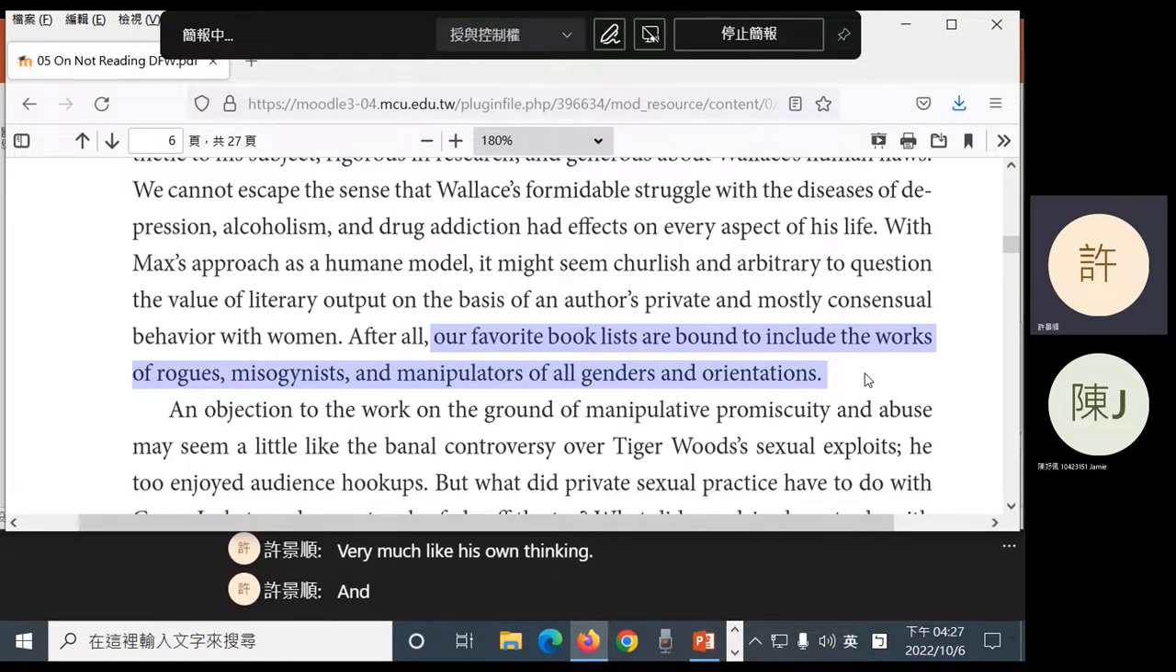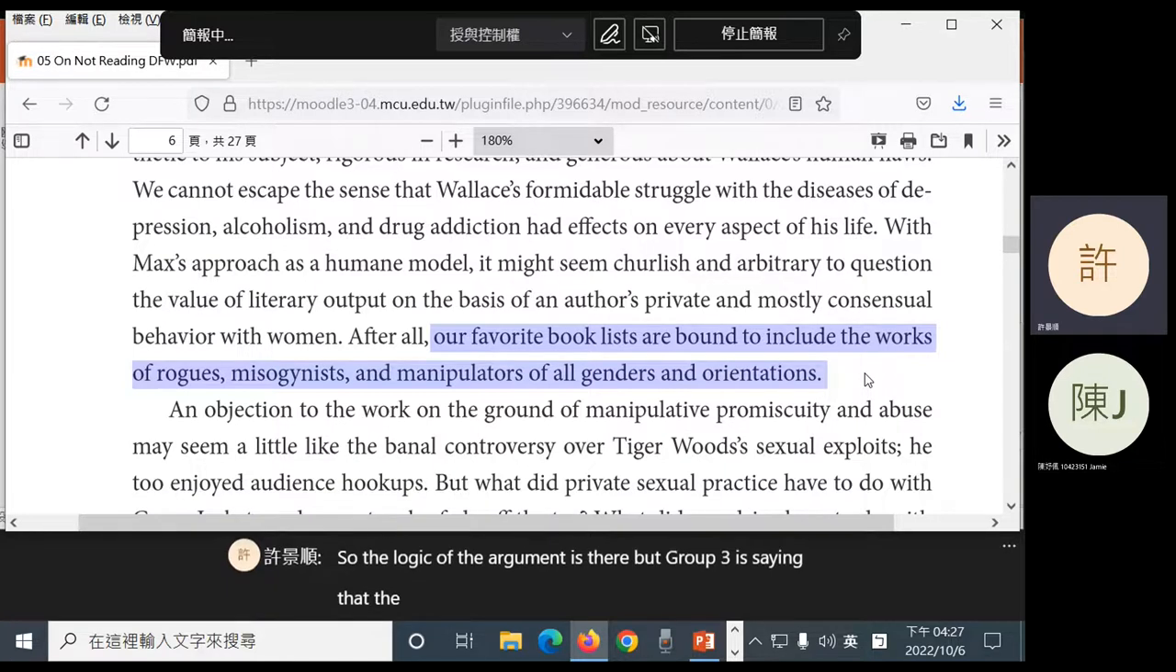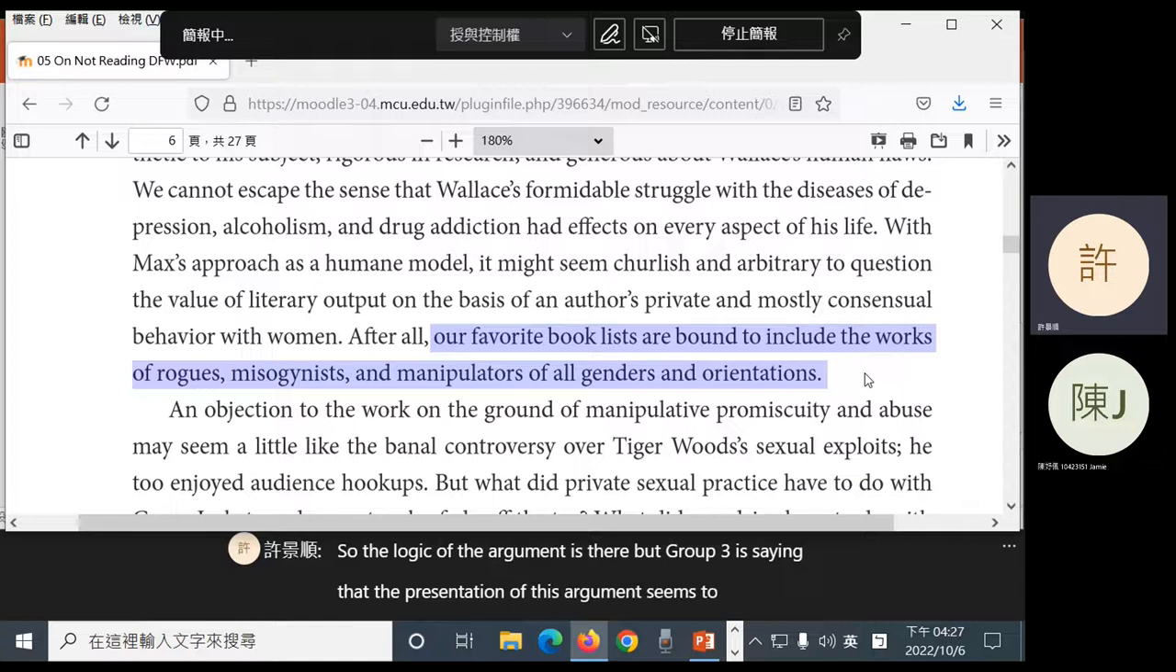So the logic of the argument is there, but group three is saying that the presentation of this argument seems to create a bias against DFW. By first hitting us with all of the sensational stuff and only later quietly explaining why she does this, she gives us a subjective impression that this is not a good guy. And then maybe at this point we have not noticed that there is still no connection between the personal life and the work of the writer. That only comes later. Is that kind of what you were saying?